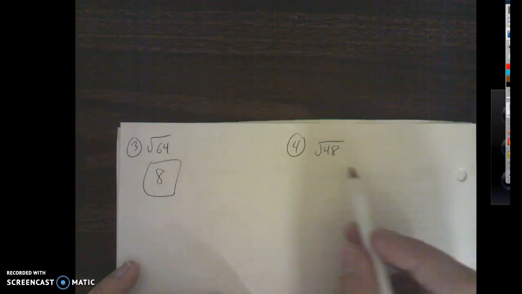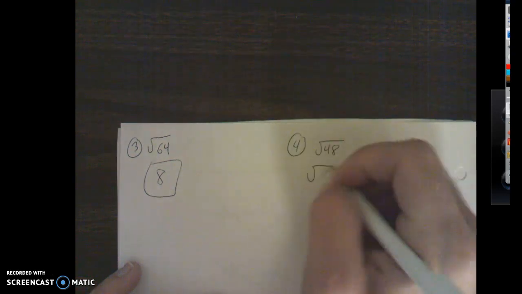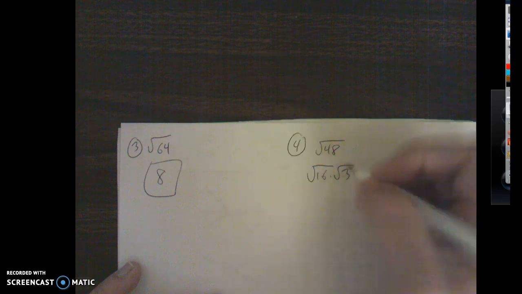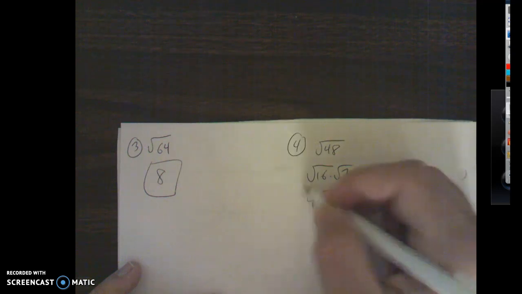Moving on. Number 4, what perfect square could go into 48? Well, I can play with it a little bit. Alright, this one's going to be 16 times root 3. The square root of 16 is 4, so 4 root 3.